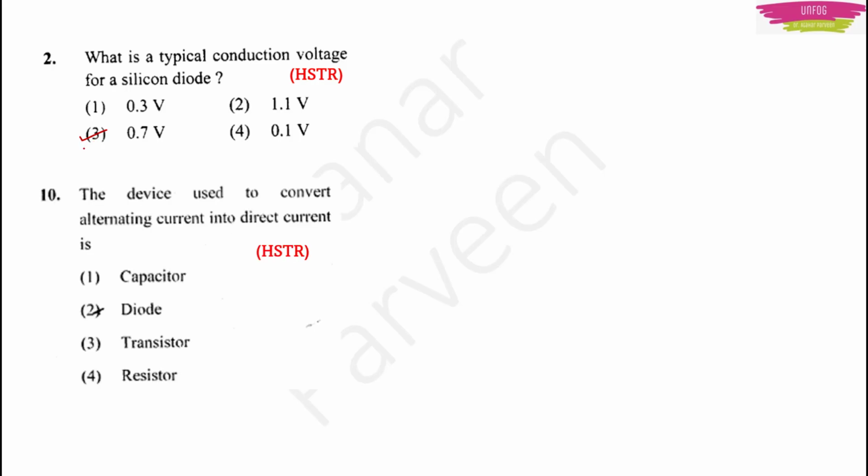Next question. The device used to convert alternating current into direct current is a rectifier. That rectifier is made up of a diode. This is one of the very important applications of a diode.